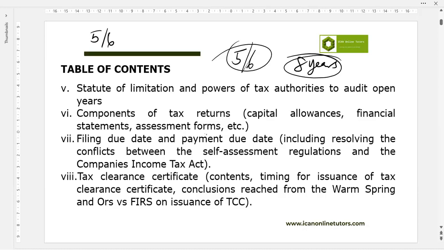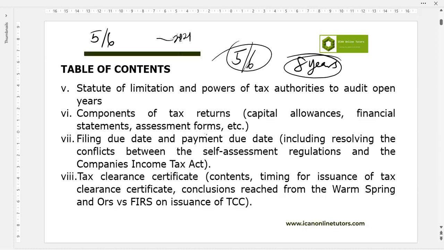So we are now in 2023. In this 2023 assessment, you will be submitting 2022 accounts, and the tax computation for 2022 accounts. So if they are bringing you notice for their audit this year, it means that they are starting from 2021.